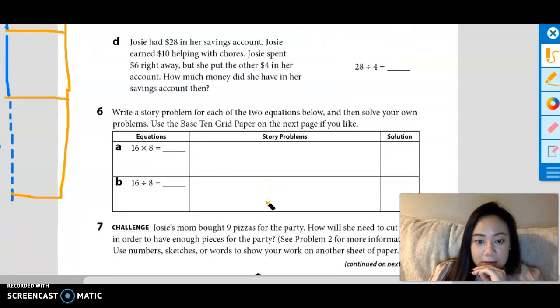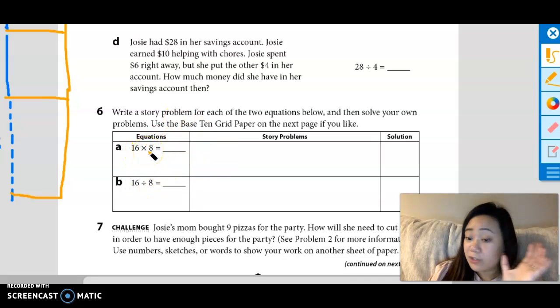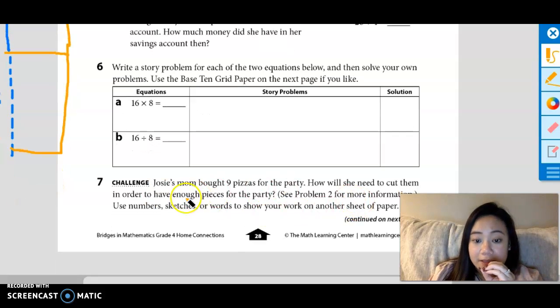Okay. Here, write a story prompt to go with this. So this one, it says 16 times 8. So you've got to show me something that's 16 and then 8 groups of it. And this one is 16 divided by 8. Division is split. So sharing. Write a story about sharing, okay? And this one is a challenge. I would love for you to try it.